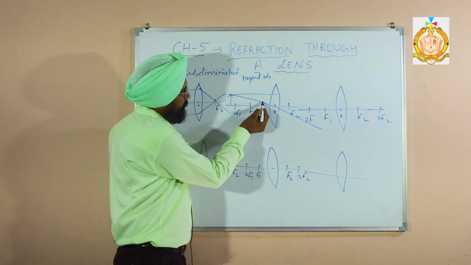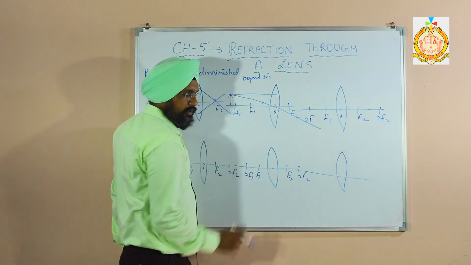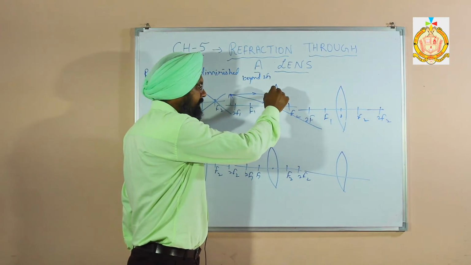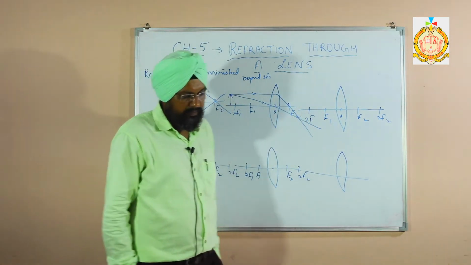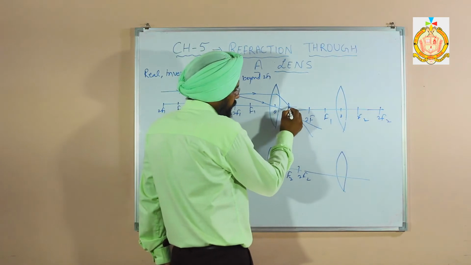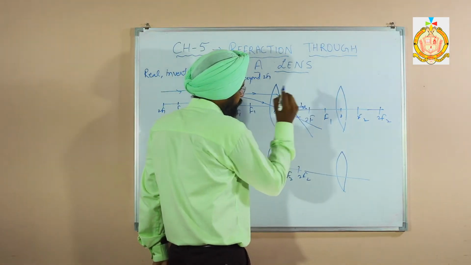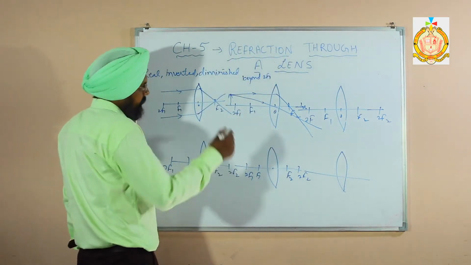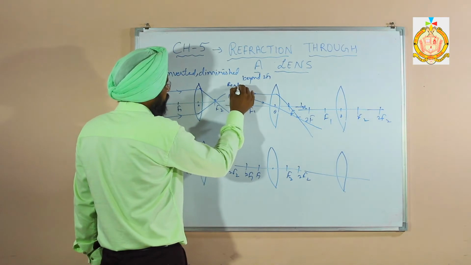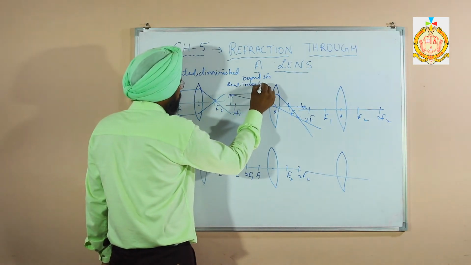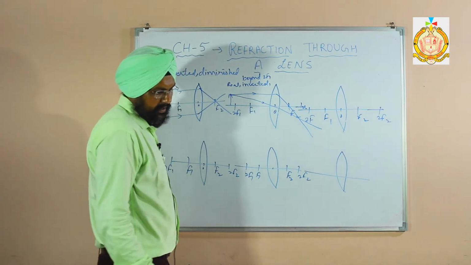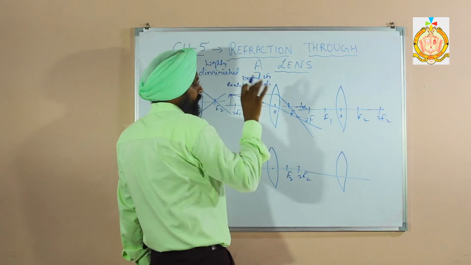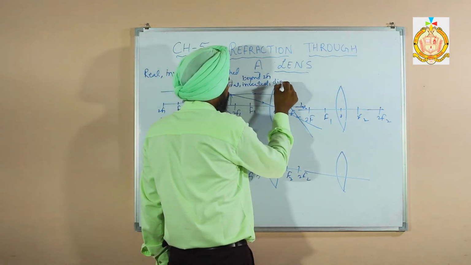Now the ray which passes through the optical center goes undeviated, and the one which comes parallel passes through the second focus. So where will it meet? In between F2 and 2F2. So what type of characteristics is this? This one is also real, second inverted, and third, diminished. This is highly diminished, very small.